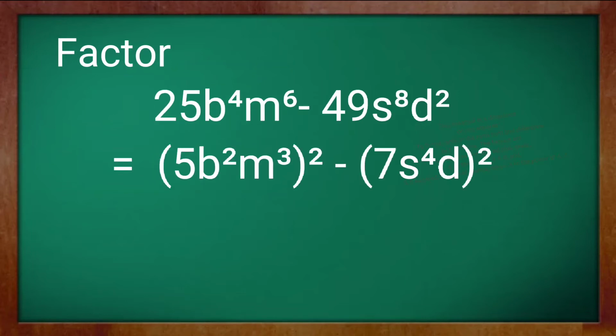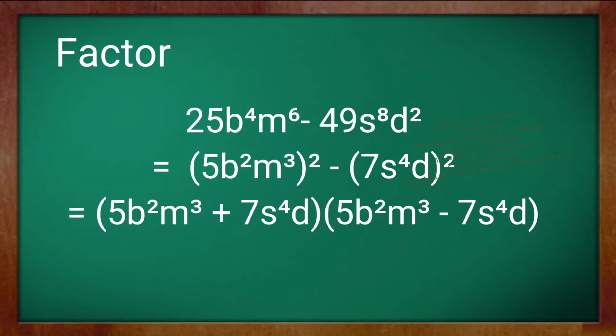This binomial is a difference of two squares. To factor, write in the form sum and difference of two terms. The factors are 5b squared m cubed plus 7 s to the power of 4 d and 5b squared m cubed minus 7 s to the power of 4 d.